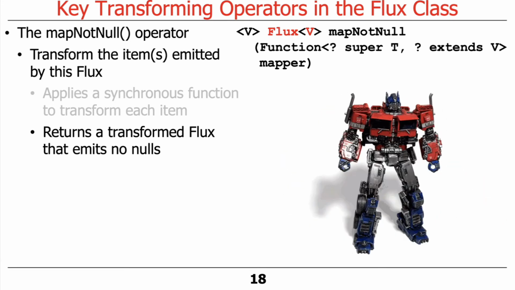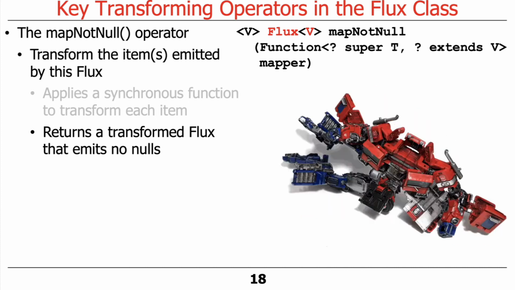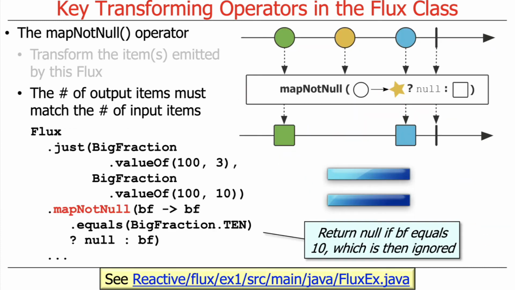And otherwise it returns a transformed Flux that will not emit any nulls, even if the mapper may emit nulls. So here's a very simple example, which we'll also take a look at when we look at the case study later, where we're going to go ahead and create a big fraction. And this is kind of crazy, just to demonstrate how this works. We're going to make a pair of big fractions using just, which will be in a stream, a Flux stream.